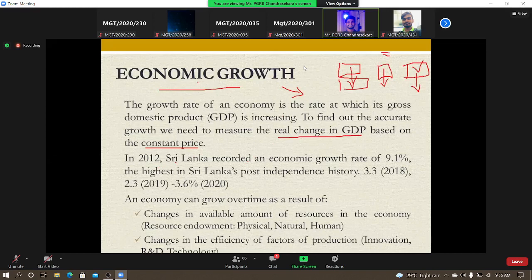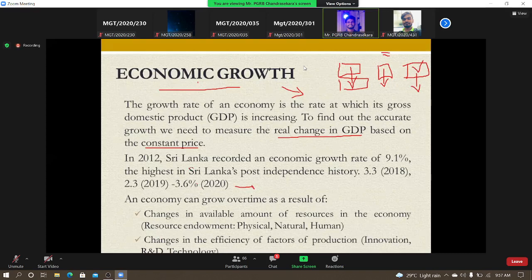In 2012, Sri Lanka recorded an economic growth of 9.1. That is the highest in the post-independent history. But then 3.3, 2.3 and minus 3.6. In 2020, minus 3.6 because of the pandemic. Because of the first wave of the pandemic, we identify this much of negative value.